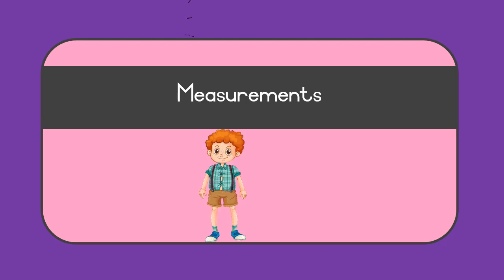Now we will be moving on to our second topic, measurements. I want you to meet John. He is quite tall. Then I want you to meet John's sister, Casey. She is very short in comparison to John. So what we are going to talk about now is tall and short, the lengths of things.